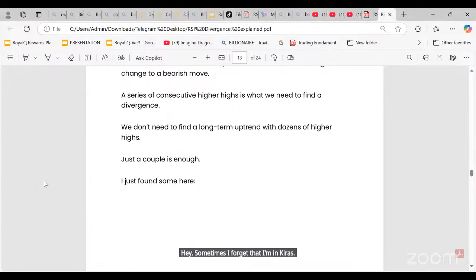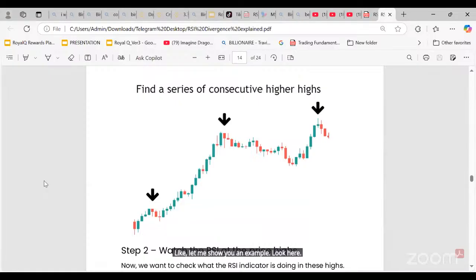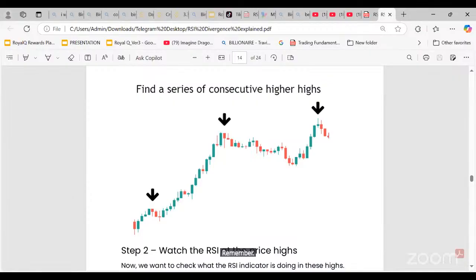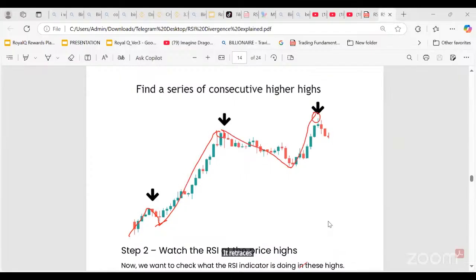So we don't need to find a long-term uptrend with dozens of higher highs. Just a couple are enough. Let me show you an example. Look here. We find a continuous series of upward movement. Remember, when a coin is moving up, it forms this higher high, then it breaks it. When it retraces here, we expect it to go higher. It retraces, we expect it to go higher. So you see?